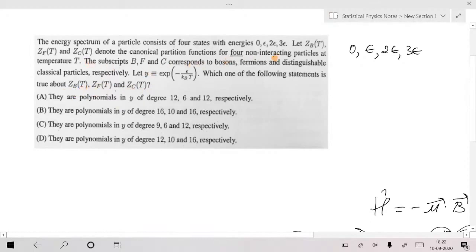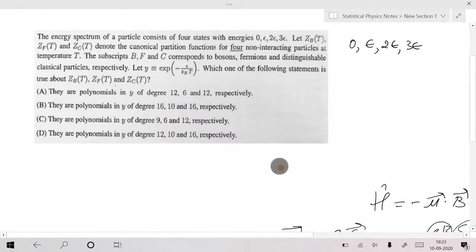Now you have 4 particles. How many states do you have? 1, 2, 3, 4, isn't it? 4 particles, 4 states. In the case of ZB, what I said, ZB is boson, ZF is fermion. For ZC, you can directly write. Let me think of the options here: 12, 16, 9, 12. Again 12, 12, 16 and 9. I think I can eliminate some options.